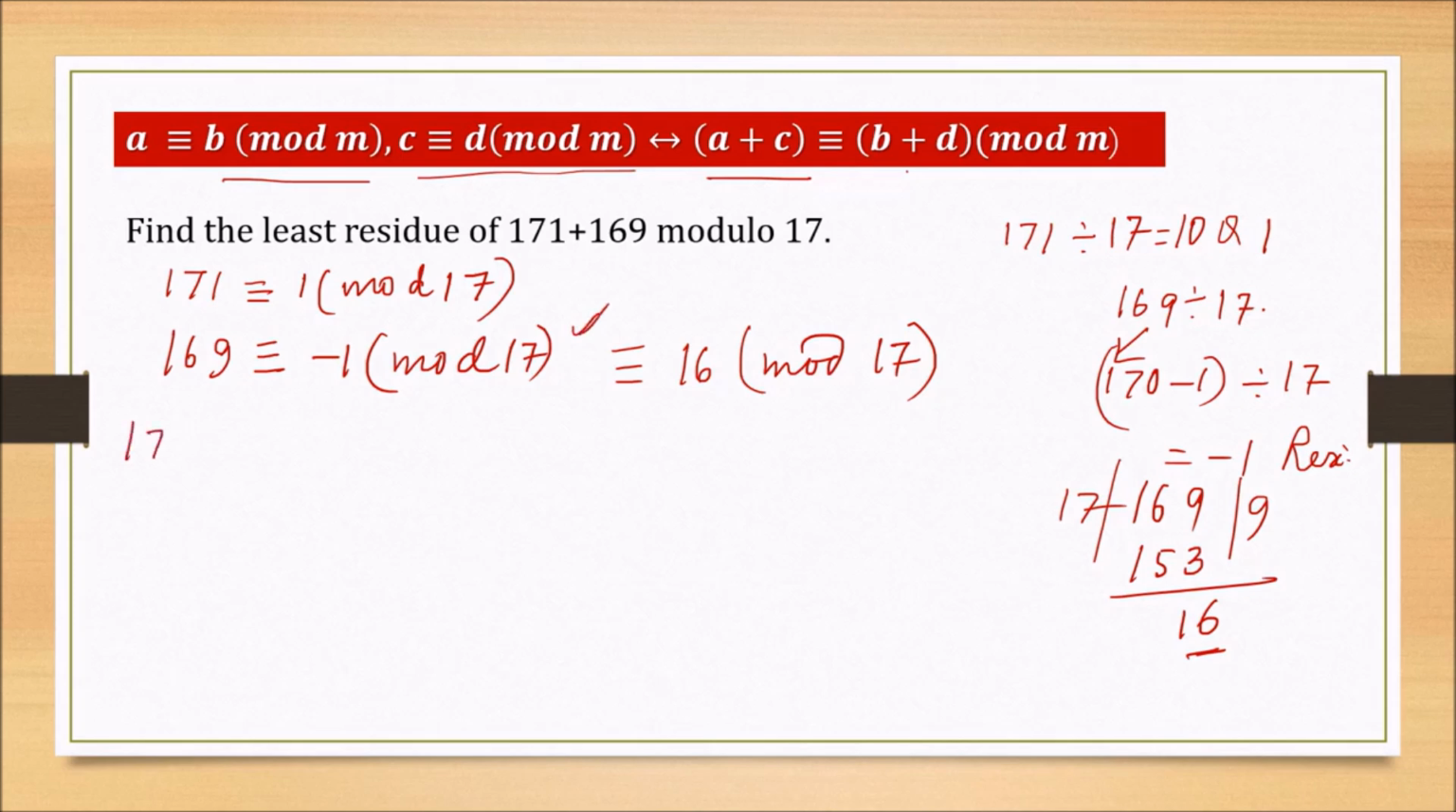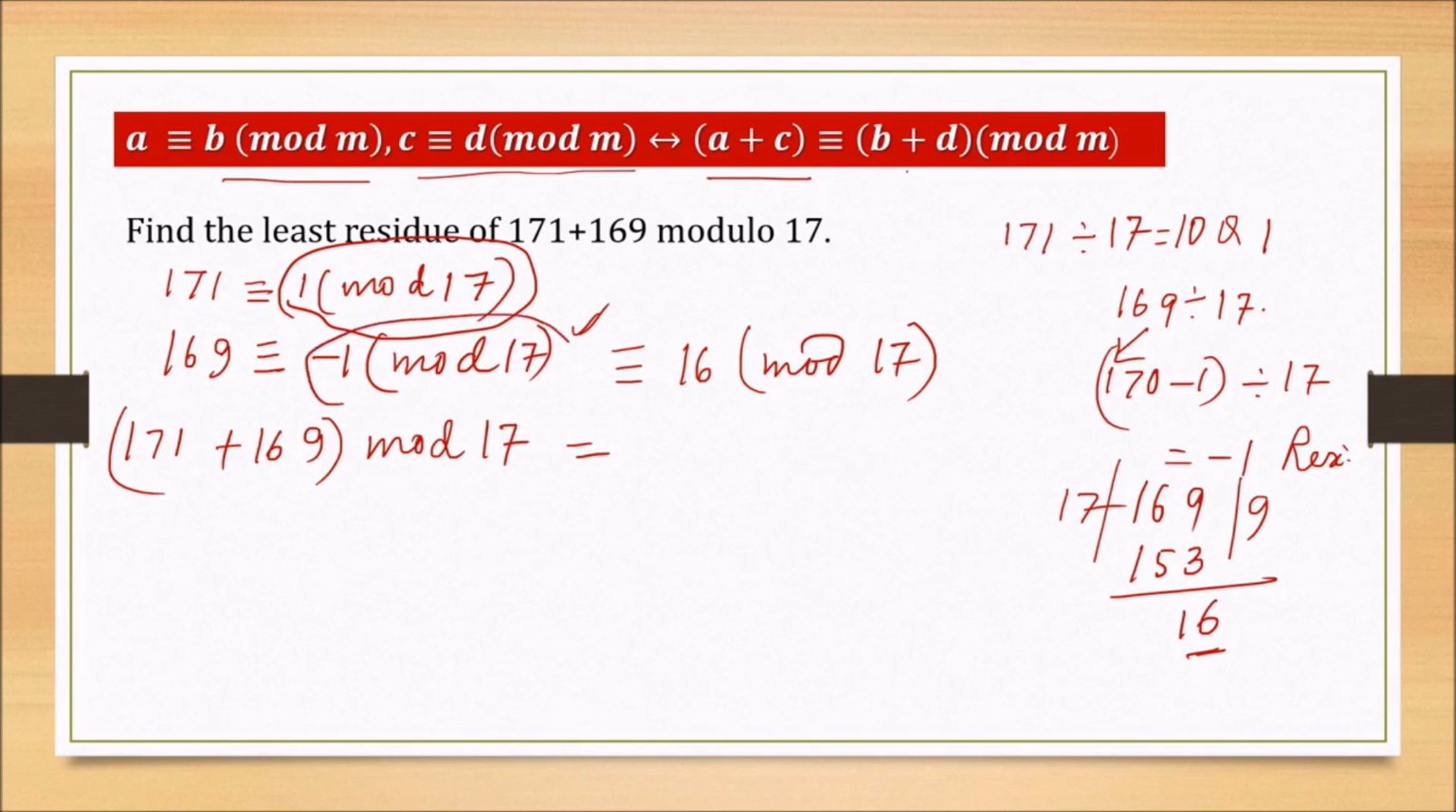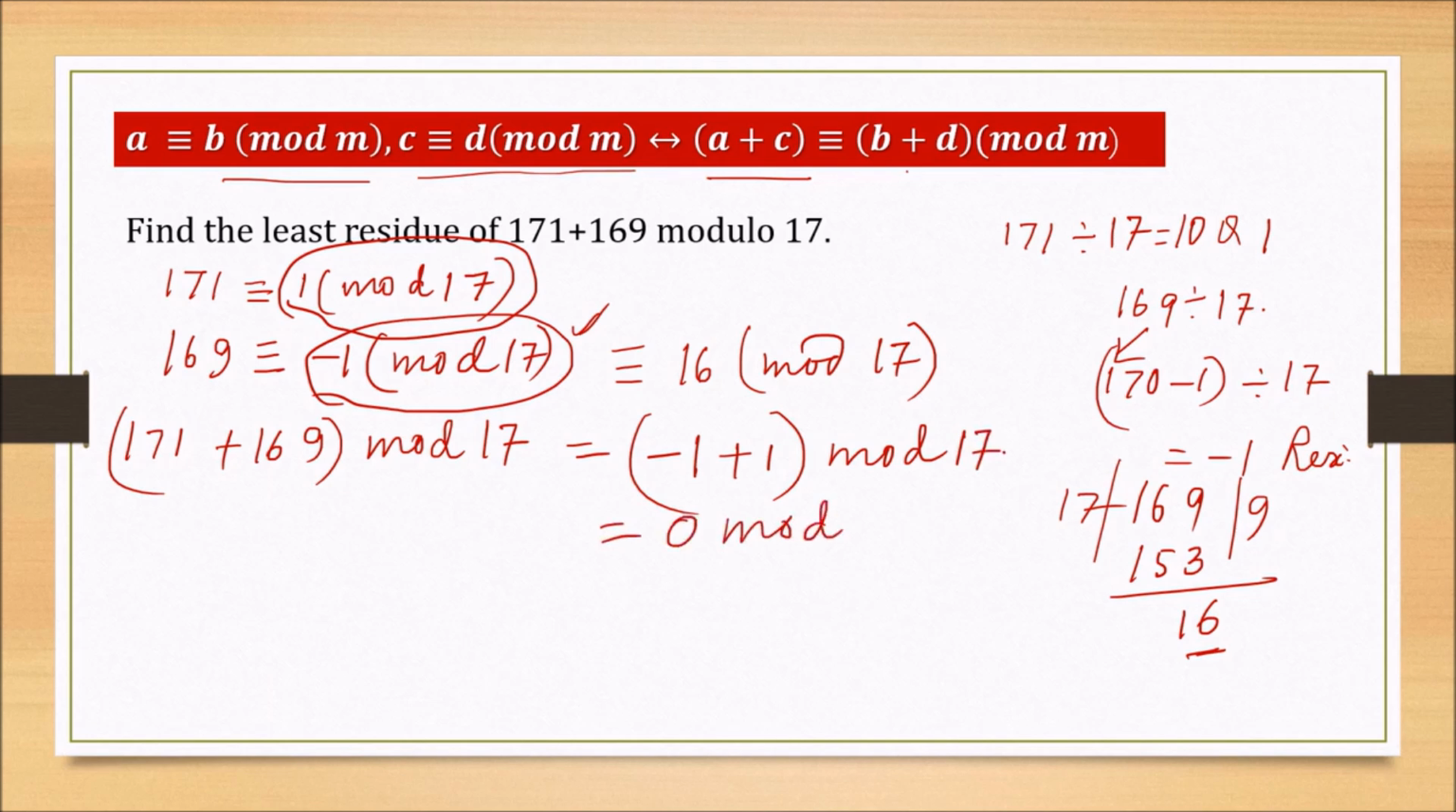Now 171 plus 169 plus 17 is the same as 1 modulo 17 minus 1 modulo 17. So minus 1 plus 1 modulo 17, or this will be 0 modulo 17. So the remainder is 0. The residue is 0. Least residue is 0.